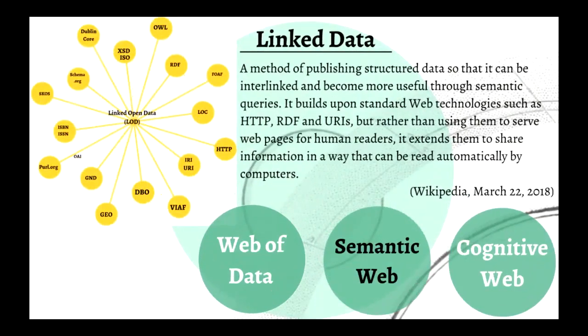What is linked data? Well, it's a method of publishing structured data so that it can be interlinked and become more useful through semantic queries, which would be word or normal URL queries. It builds upon standard web technologies such as HTTP, RDF, and URIs, but rather than using them to serve web pages for human readers, it extends them to share information in a way that can be read automatically by computers. Machine-readable linked open data helps to ground data and authenticate data that is published online.